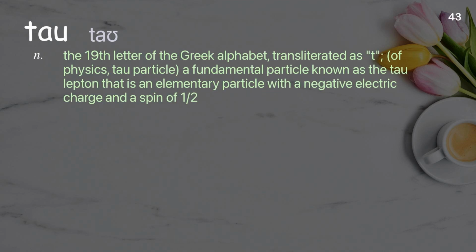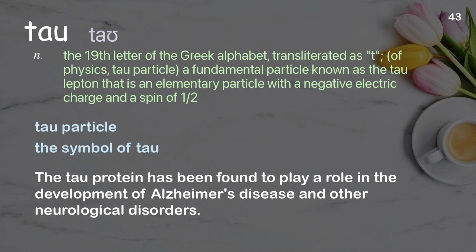Tau. The 19th letter of the Greek alphabet, transliterated as T. In physics, tau particle, a fundamental particle known as the tau lepton, that is an elementary particle with a negative electric charge and a spin of 1/2. Examples: Tau particle. The symbol of tau. The tau protein has been found to play a role in the development of Alzheimer's disease and other neurological disorders.